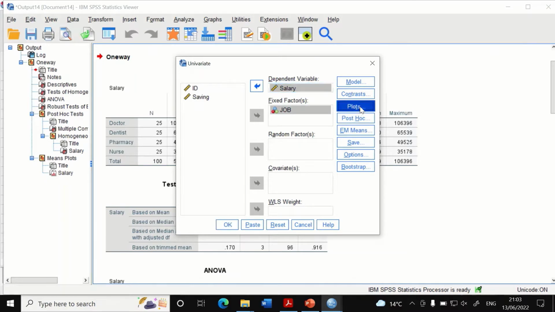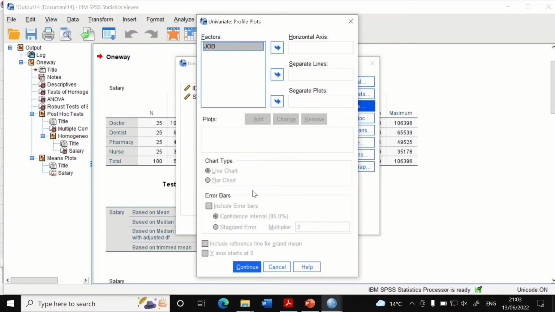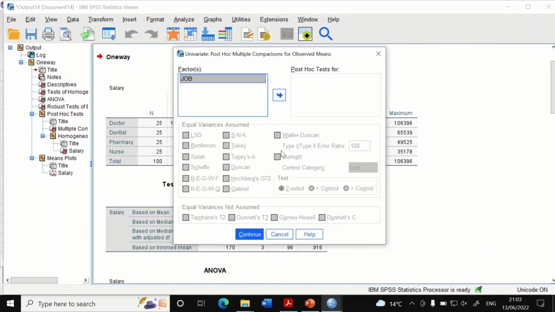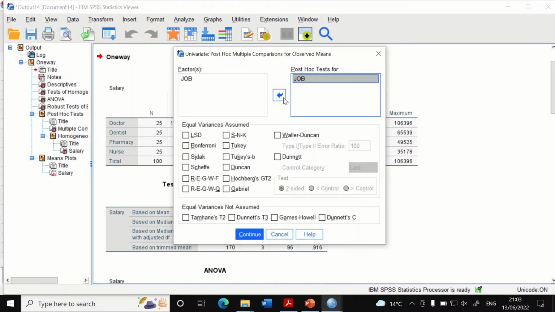And in the plot, I'm not going to select anything at this stage. In the post hoc, again, I am going to move this job into the post hoc test for the jobs, and I'm going to take the Tukey when there is an equal variance assumed, as we can assume now. I've double checked that there is an equal variance.